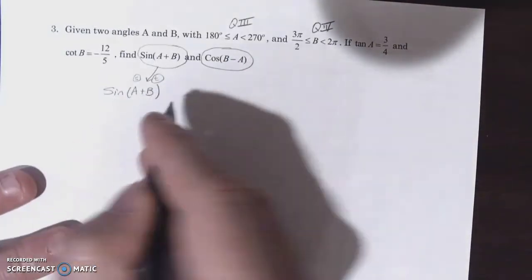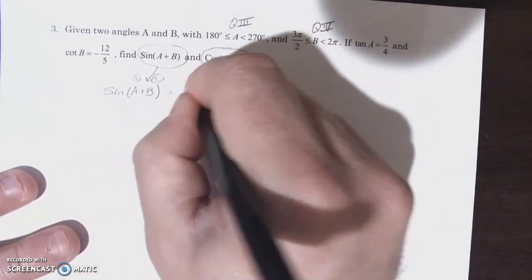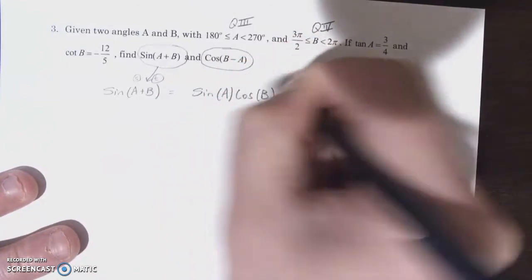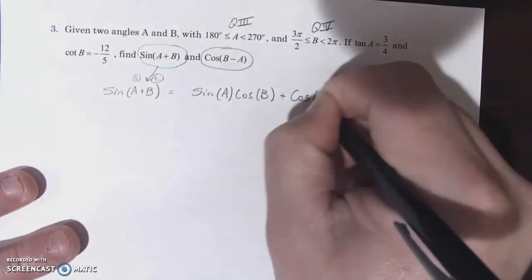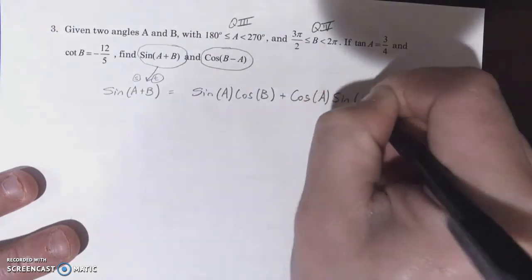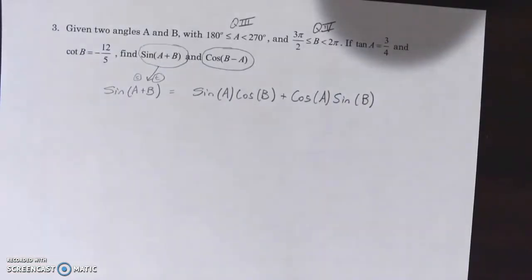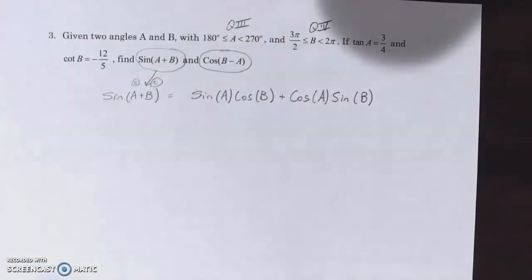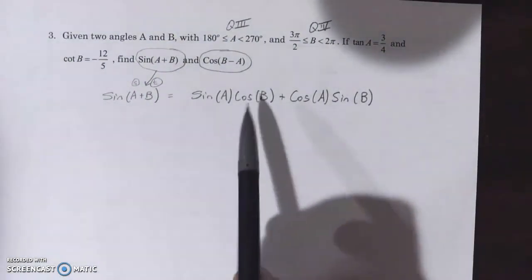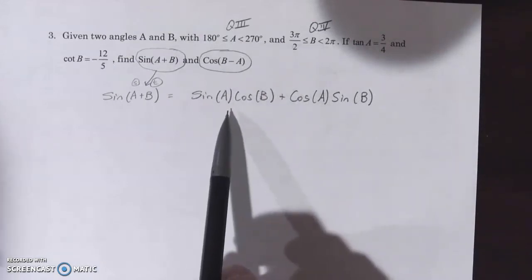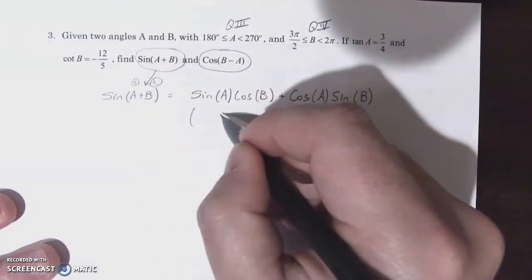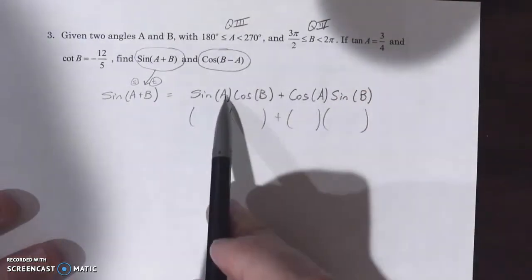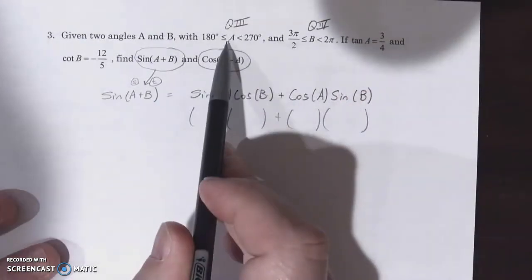You will see that this is equivalent to sine of A cosine of B plus cosine of A sine of B. These are not formulas you have to memorize. They will be given to you and used on all of our assessments. Okay. So now I have something that looks a little cleaner, but we're going to need to find the exact value of these trig functions. At least we have some information about angles A and B.